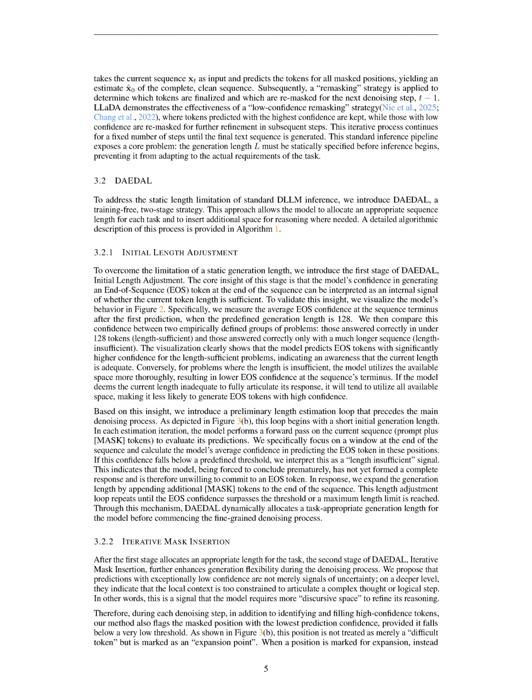Section Summary. In this section, we describe the training and inference processes of diffusion language models, DLLMs, highlighting how the model learns to reverse a noising process to predict original sequences. We introduce DAEDAL, a two-stage strategy that dynamically adjusts the generation length based on the model's confidence in predicting an end-of-sequence token, allowing for more flexible and task-appropriate text generation.